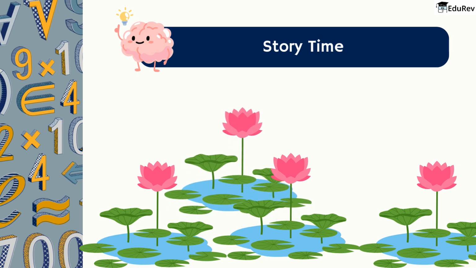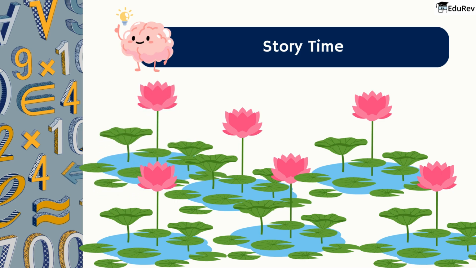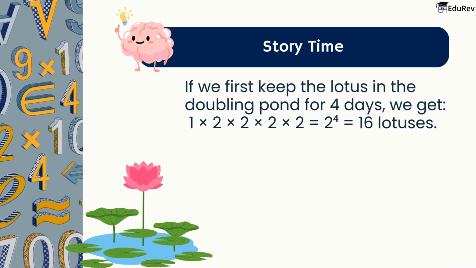In a magical pond, one lotus doubles every day. And in another pond, if we place one lotus in a pond, the number triples every day. If we first keep the lotus in the doubling pond for 4 days, we get 1 times 2 times 2 times 2 times 2, which is equal to 2 raised to the power 4, which is equal to 16 lotuses.